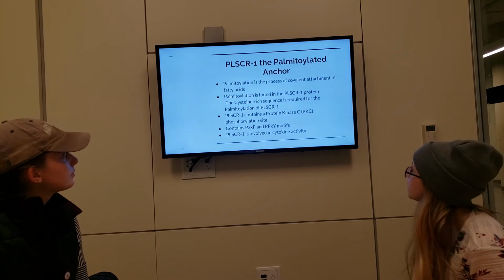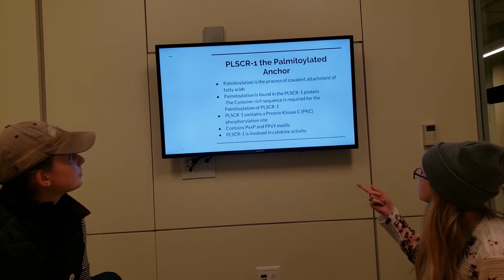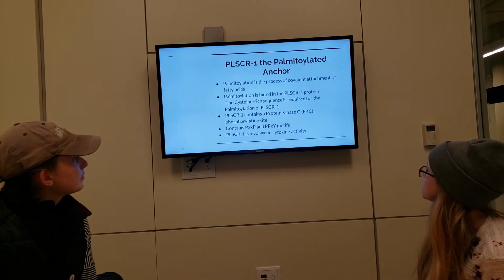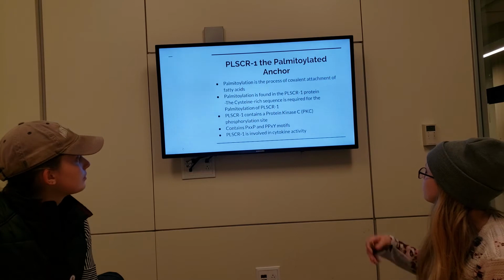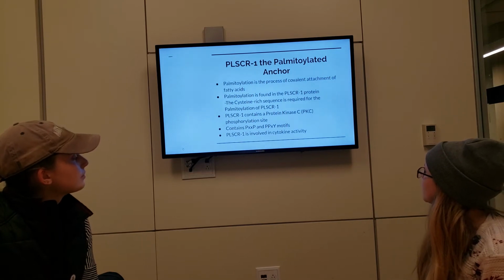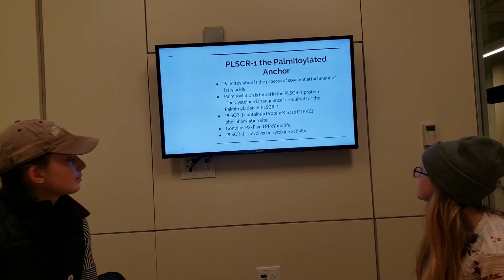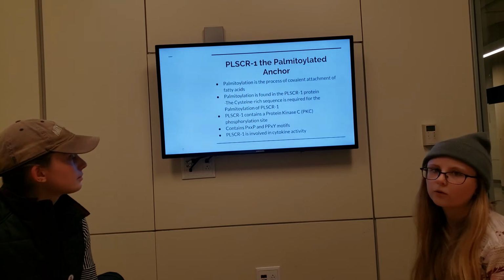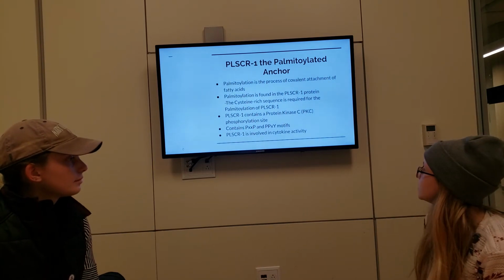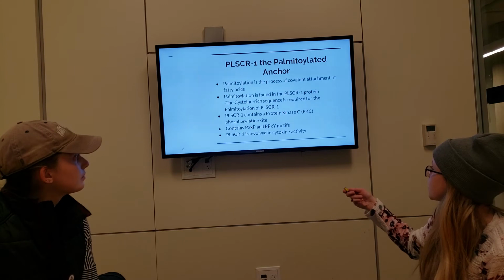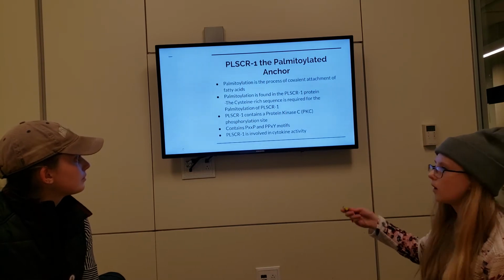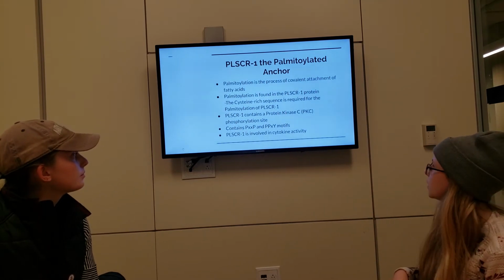And their cysteine-rich sequence is also required for this to occur, which is important for these proteins to have there. And then they also have a protein kinase C phosphorylation site, which is important for importin binding. And then these 2 motifs here, the PXXP and the PPXY, are also for important signaling.